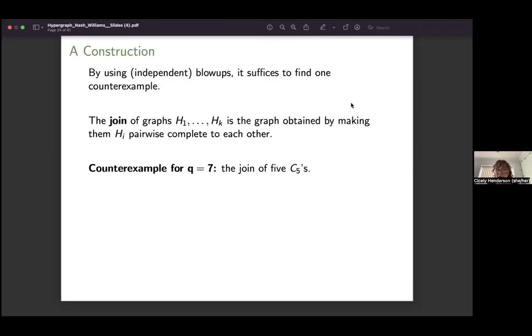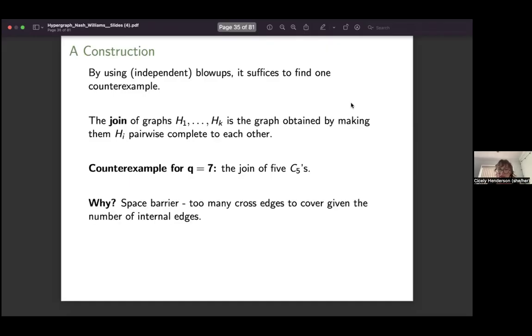And the join of graphs H1 through HK is obtained by making each HI pairwise complete to each other. So then a counterexample for Q equals 7 is just the join of 5 C5s. Why? It's a space barrier. There's just simply too many cross edges between these C5s to cover, given the number of internal edges. There's just not enough space for a decomposition.